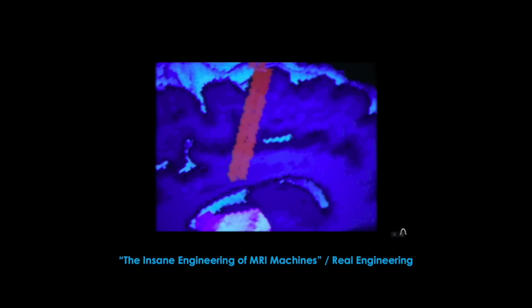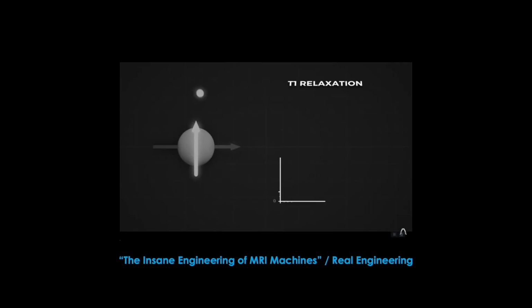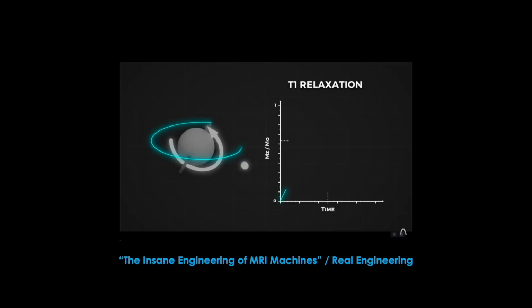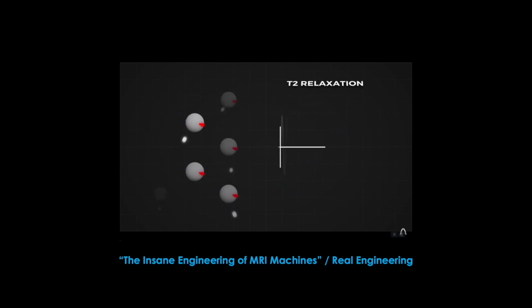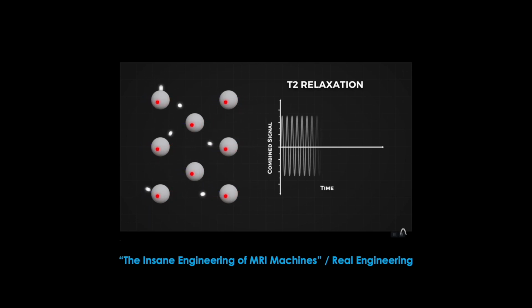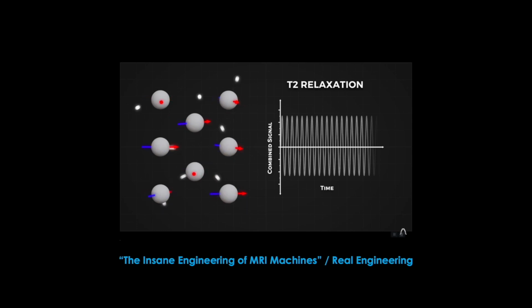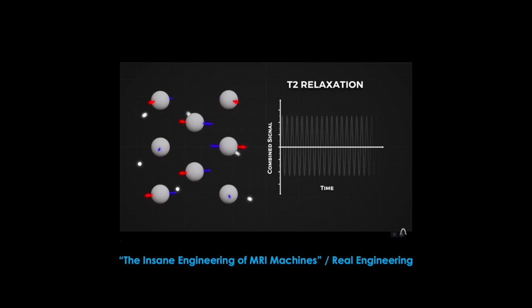Next clip. We need to contrast the tissues using two different signal types. The first one deals with how quickly atoms realign themselves with the large magnetic field after a nudging pulse. This is called T1 relaxation. The second measure comes from the physical reality of interaction between hydrogens. The atoms do not realign with the magnetic field uniformly. In tissue, hydrogens interact with each other and with their surroundings.